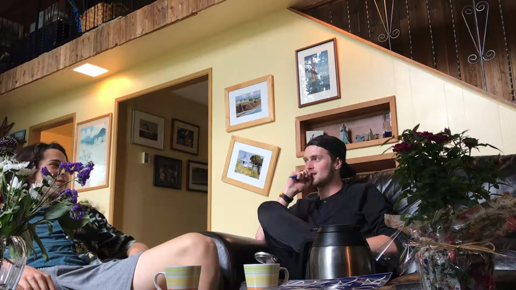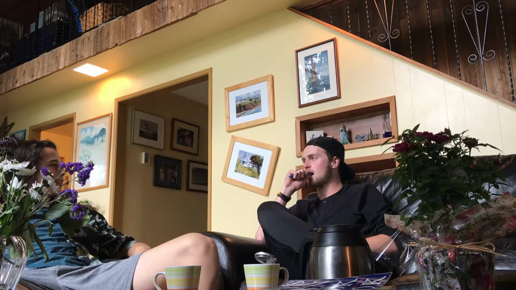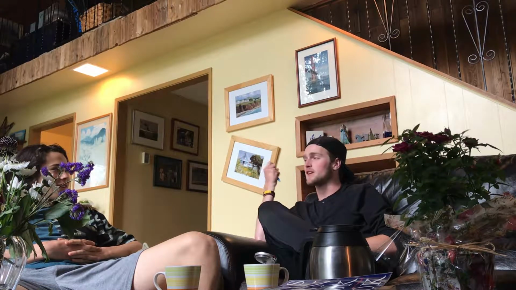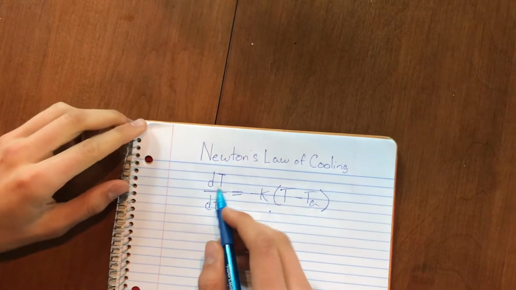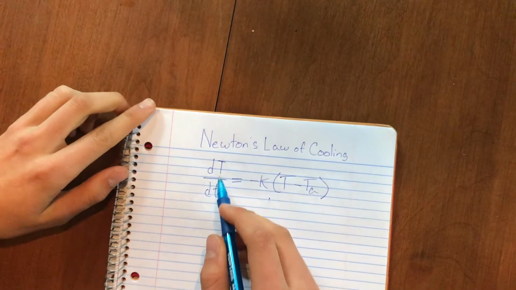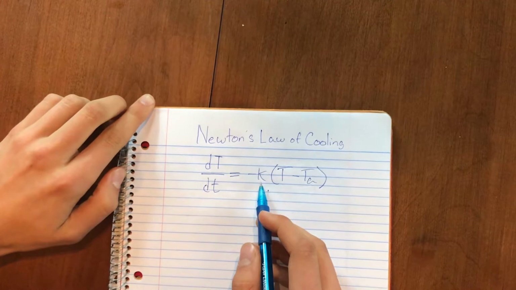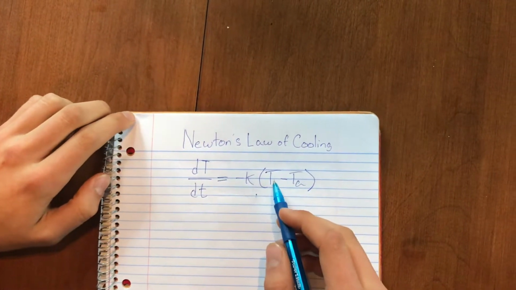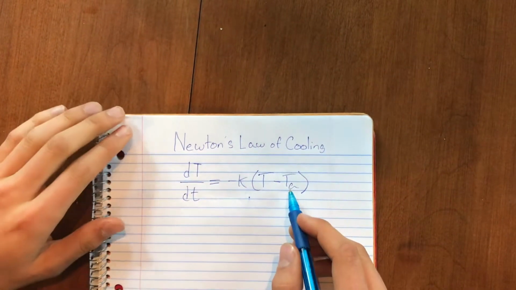But that just gives us the rate of change of temperature. We need to find the total change of temperature. In order to find the total change of temperature over the change in time, we will have to take the integral of our equation. Newton's law of cooling states that the change in temperature with respect to the change of time is equal to the negative constant of proportionality times the temperature of the object minus the temperature of the surrounding air.